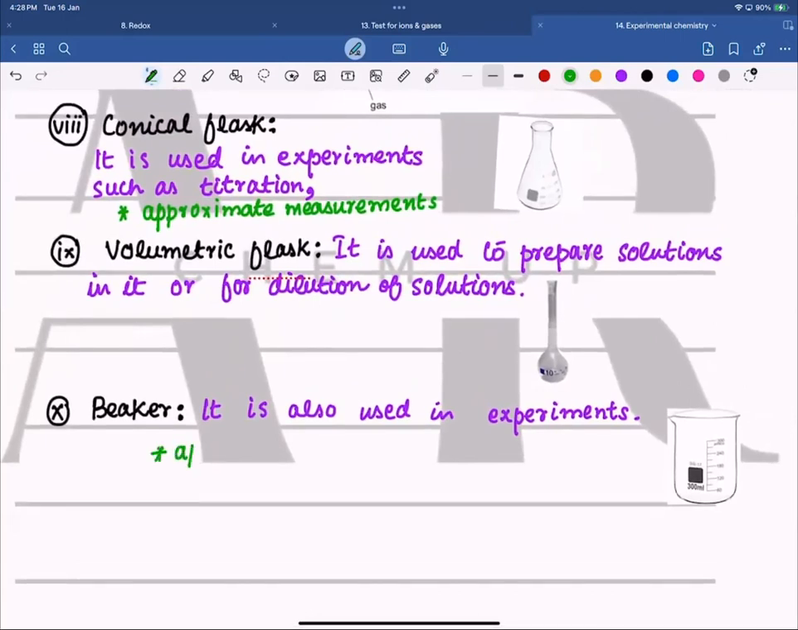So it also does approximate measurement, or an approximate volume of solution can be measured.